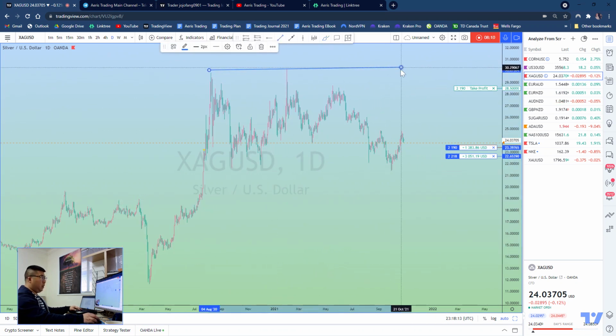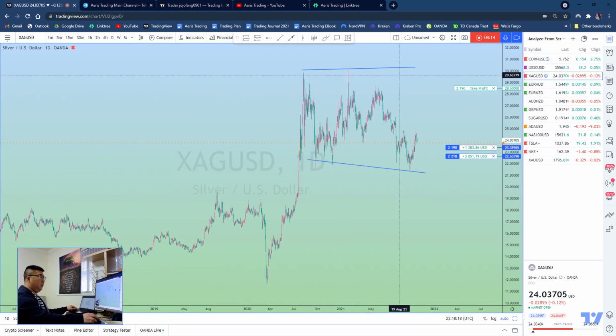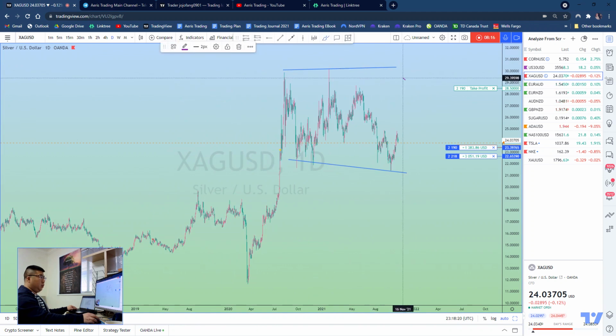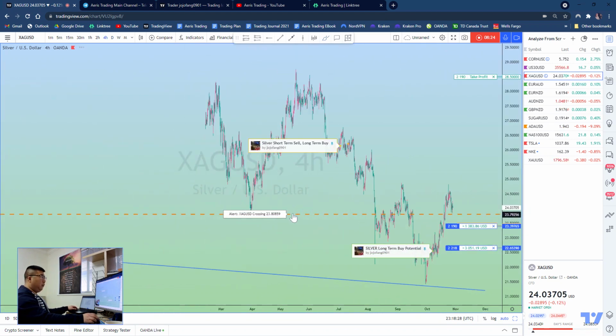Well, let's connect the swing highs and lows of the correction. So right away you can see that there is a larger structure, a parallel triangle kind of structure that's in the making, and we can go down to the lower time frame once again to look for confluence. So we go down to the lower time frame.